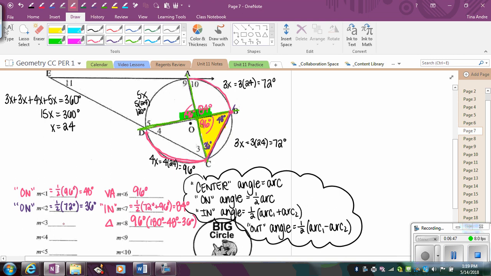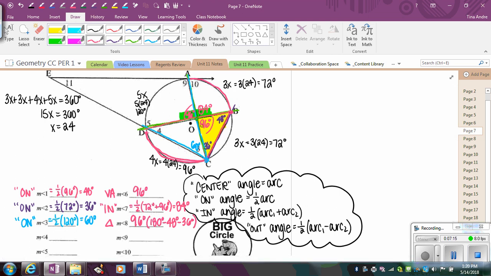Now if I go back in order here, I look at angle 3. Angle 3 is another inscribed angle. Its vertex is on the circle. So angle 3 is half of the arc it cuts into. If you look at where it cuts into the 120, this is going to be 1/2 of 120, so 60.